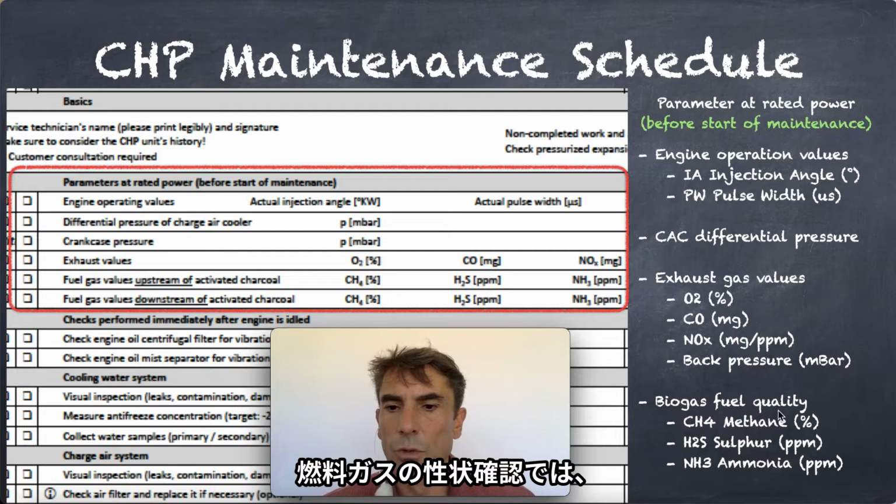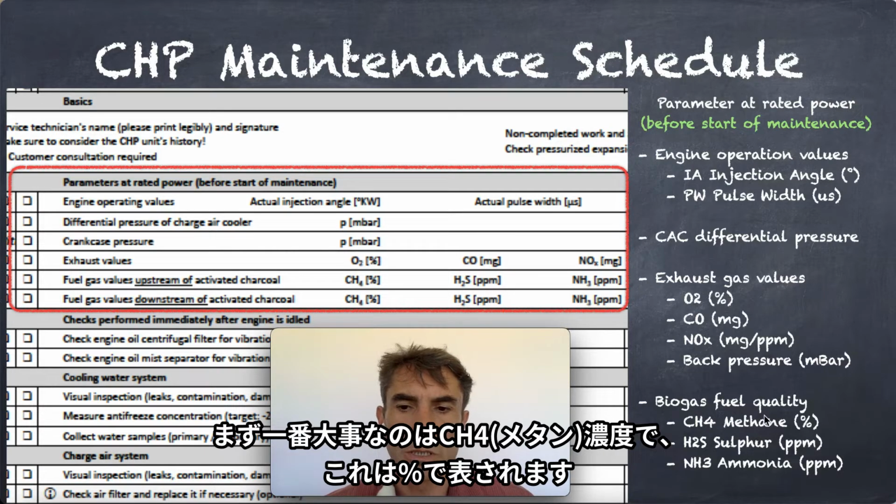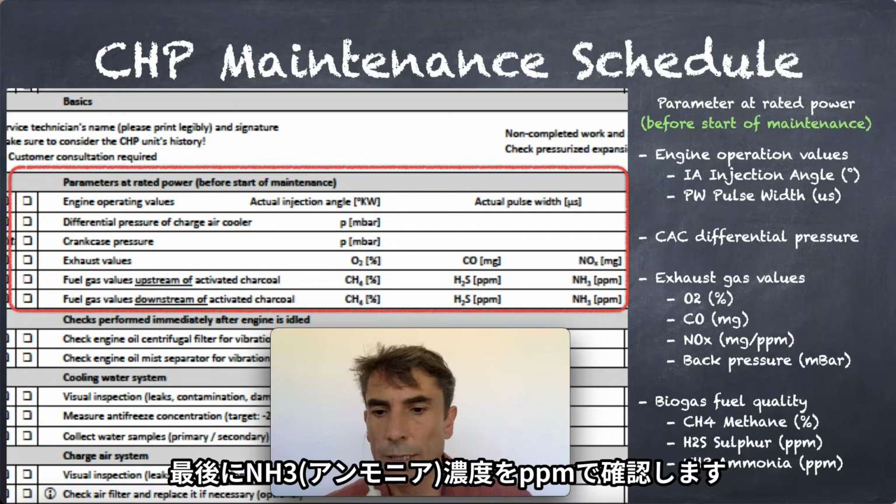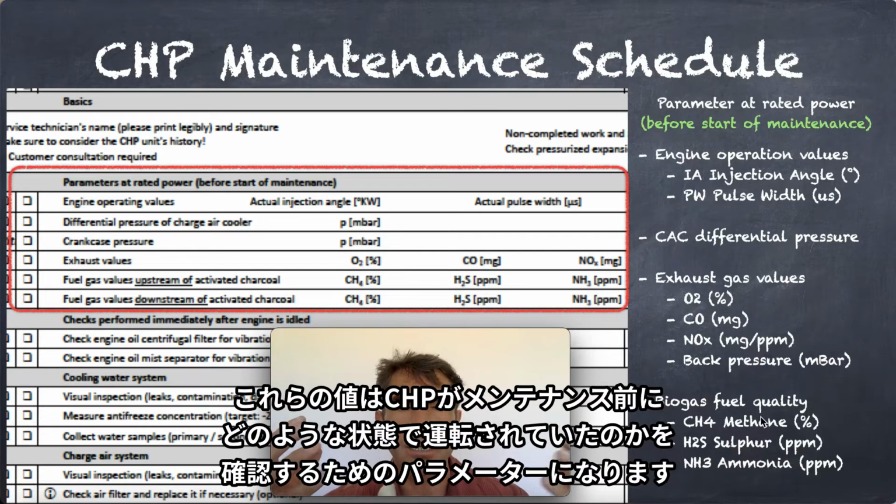And on the biogas fuel quality side, it's always important to have the exact details of the CH4, so the methane content in percent, the H2S, so sulfur content in ppm, and the NH3 ammonia content. So these are the operational values. That means we know at which position, with what quality of gas, and with which exhaust gas values the CHP is currently operating before maintenance.